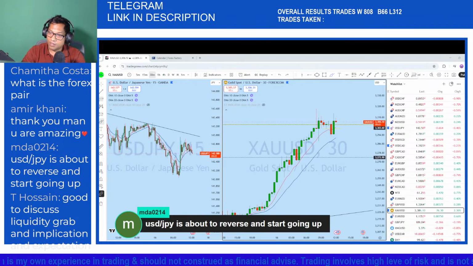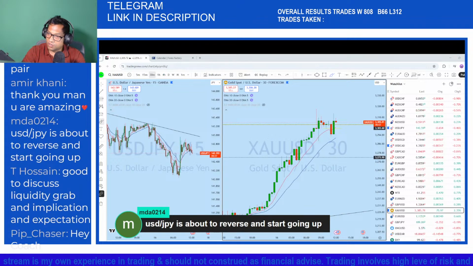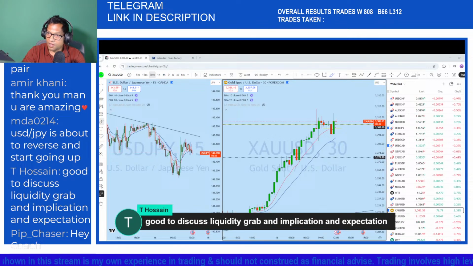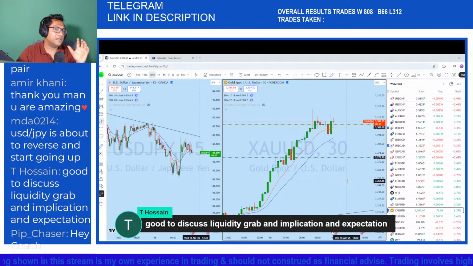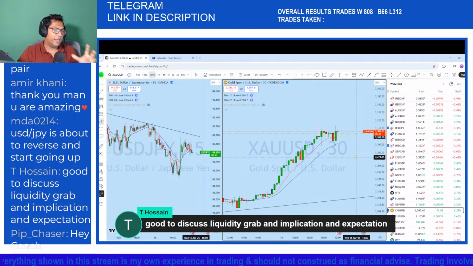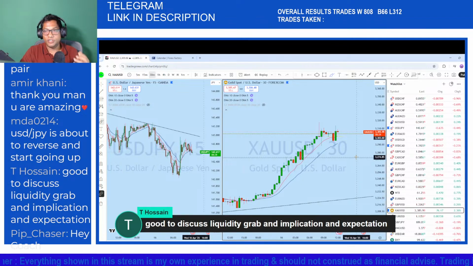What do you think that good discuss liquidity grab and implication expectation? Yes, this is what welcome. Yeah, so let's understand why we are looking for entry on XAUUSD. Let's understand what is liquidity grab, right?